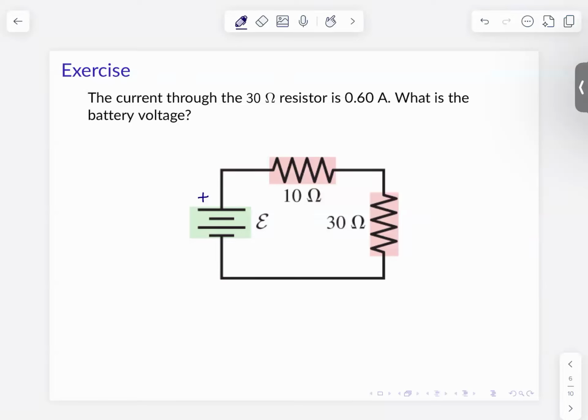Once you know that, you can recognize V equals IR tells you the voltage here and the voltage here: 6 volts, 18 volts. The voltage law says what goes up must come down, energy-wise, voltage-wise. So if I lose 6 and I lose 18, I must have started with 24. Battery voltage, 24 volts. Yeah?